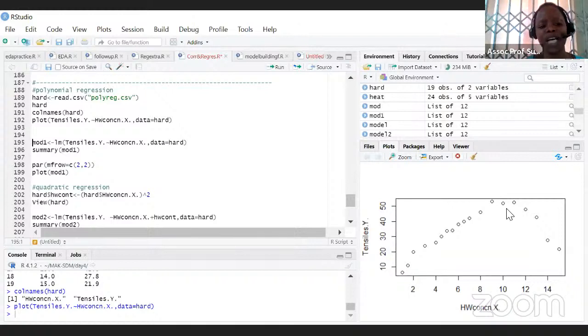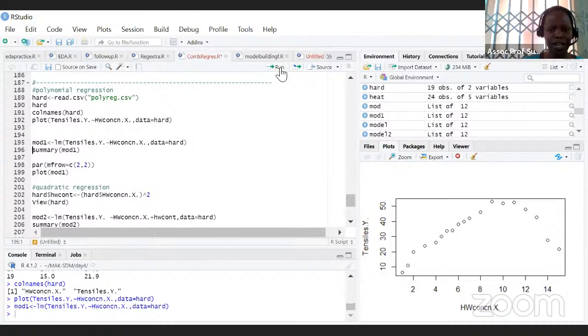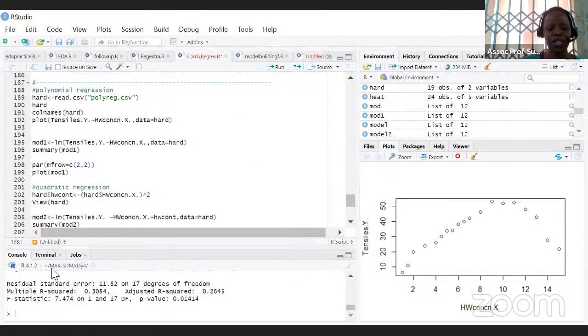Now we want to fit a linear regression, but assuming that you ignore the fact that it has that type of relationship and just run a linear model. That is the first step we are doing. So when we run line 195, that's just a linear model. You run the summary. So let's look at the summary.